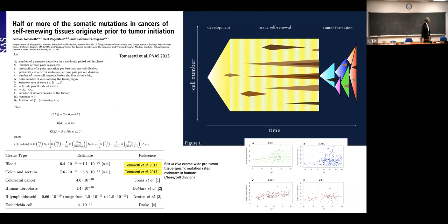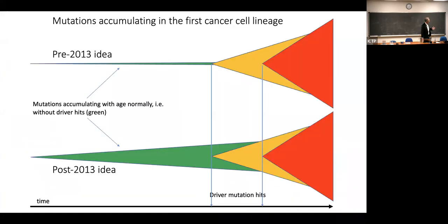I had done some little modeling work where there was some evidence, at least to me and to those that accepted to publish this paper, that our bodies normally accumulate a lot of mutations. And it was kind of unexpected. Let me just give you a picture of the idea. So before the paper, the idea in the field was that if you think about time, the green, I guess it's a triangle, representing in time the accumulation of these normal mutations, it's very small.